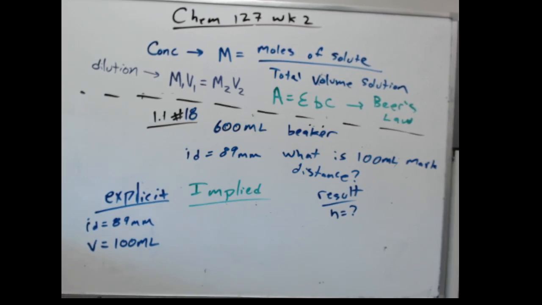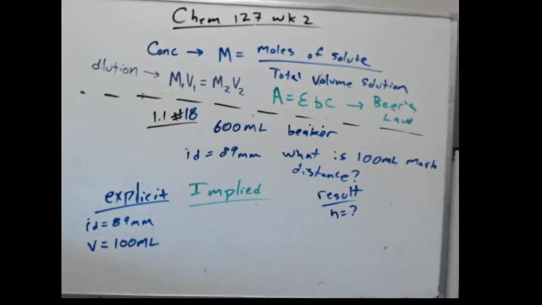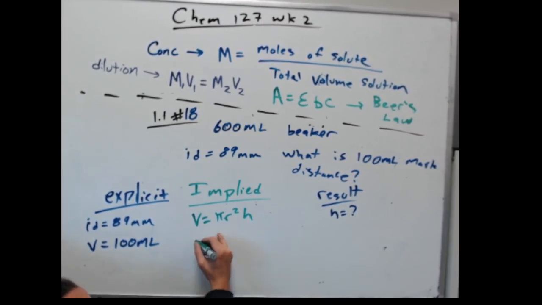Randomized problems. But it's all the same concept behind the problem of how do I figure out the distance between the marks of a cylinder. So we look at this and we say, okay, what's the implied information? What's the volume for a cylinder? Pi r squared h. Great. Now, one of the things that is also implied is radius equals diameter over 2, right? I just assumed you knew that already.